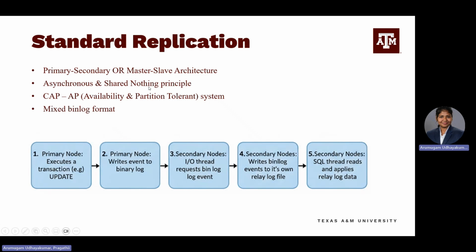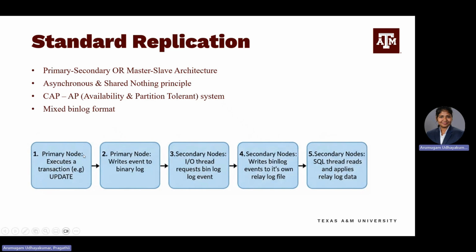This means every node in the cluster has its own storage, memory, and CPU, and none of the resources are shared between any of the nodes in the cluster. And according to the CAP theorem, this standard replication is an AP system, which means availability and partition tolerance are preferred more than consistency, because we are first committing the data and then only replicating, which will cause some consistency issues. And if you see the flowchart below, these are the execution steps of the standard replication.